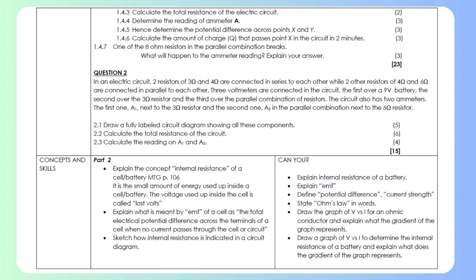State Ohm's law in words. Draw the graph of V versus I for an ohmic conductor and explain what the gradient of the graph represents. Draw a graph of V versus I to determine the internal resistance of a battery and explain what the gradient of the graph represents.